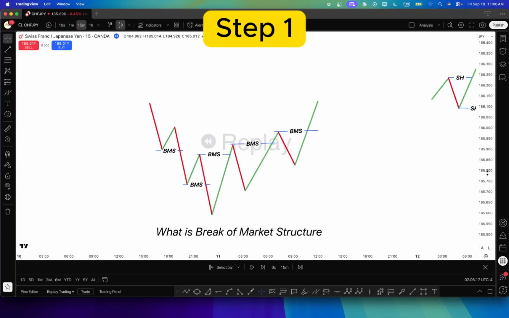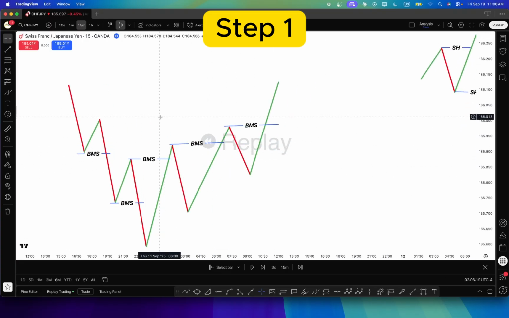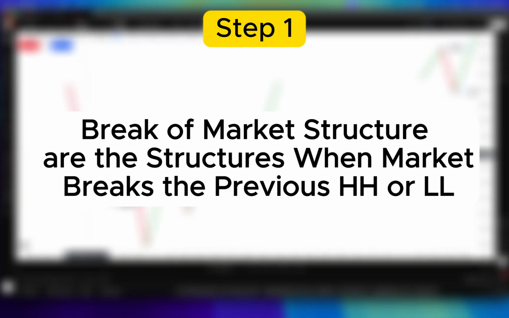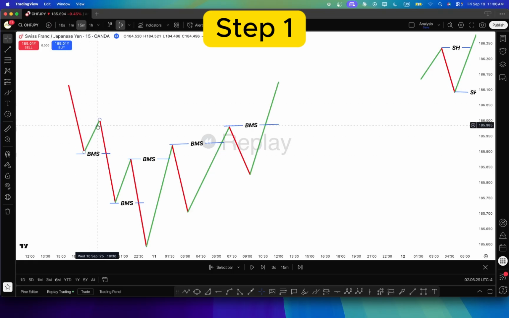If you are already familiar, then it will just be a revision for you, but the break of market structures are the structures when the market breaks the previous higher highs or lower lows. For example, in this case, as you can see, this is a low forming, but when the market breaks this previous low, a break of market structure happens. Similarly, here we can see that previous low is broken, so this is another break of market structure, and here you can see all these break of market structures forming.